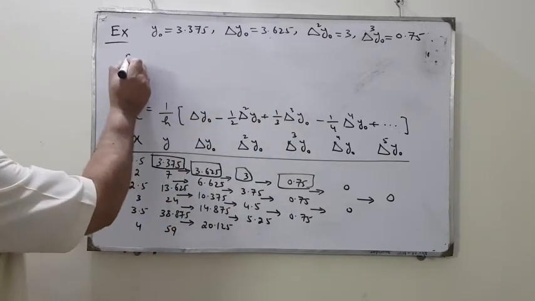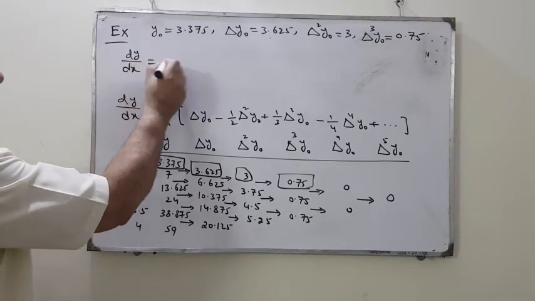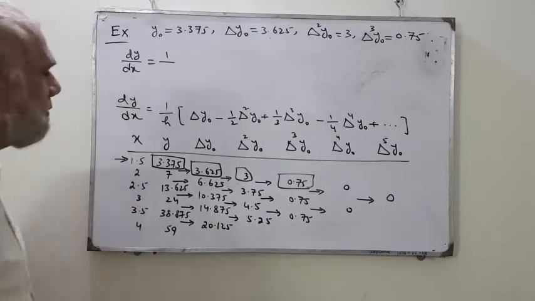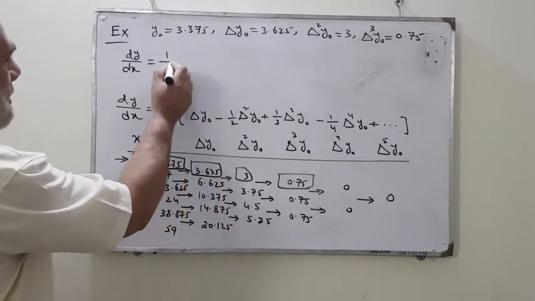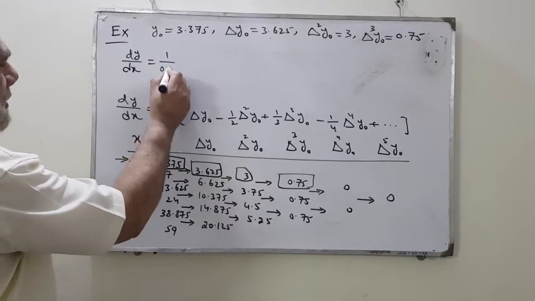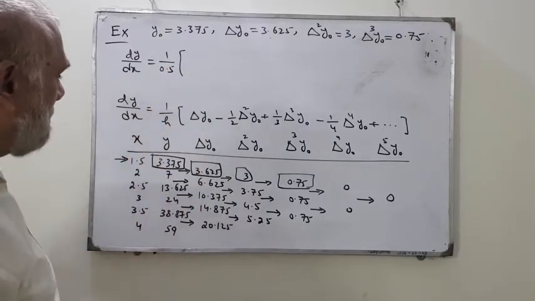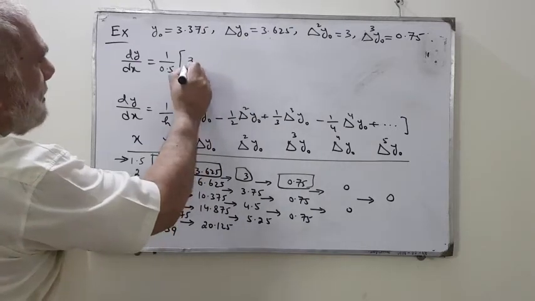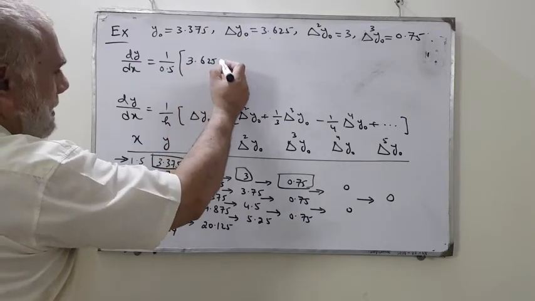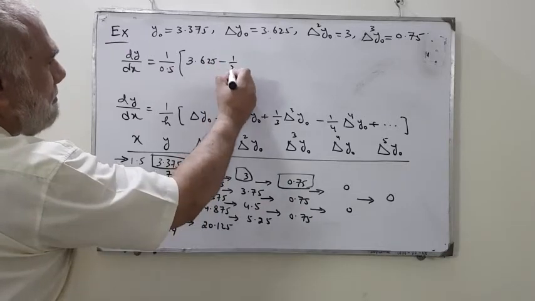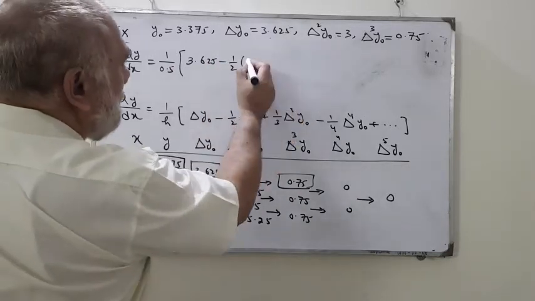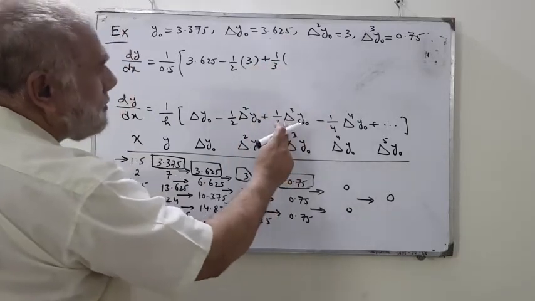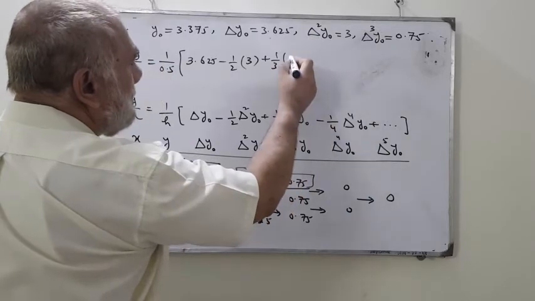So the result takes the form dy over dx is equal to 1 over h. h is the common difference, which you can obtain very easily. You can see 0.5 is the difference. So here we write 1 over 0.5, and inside this we have delta y0, which is 3.625, minus 1 by 2 delta 2y0, which is 3, plus 1 by 3 delta 3y0, which is 0.75.